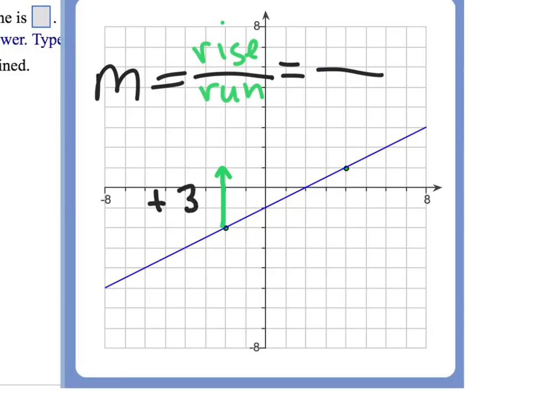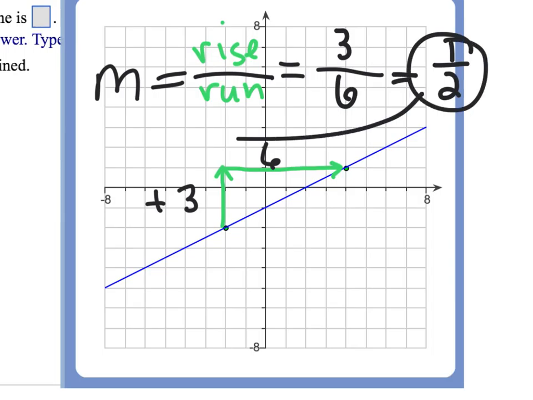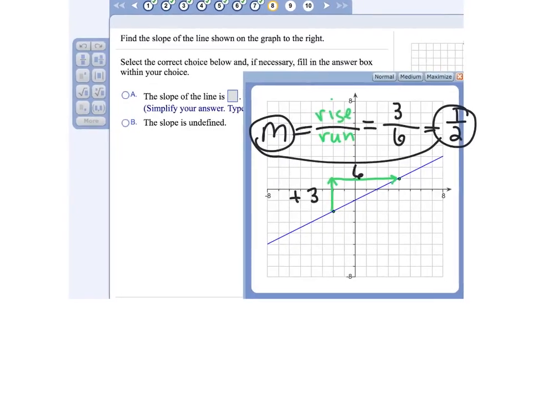So we say the rise is positive 3, and the run is always going from left to right, and it looks like it's going 1, 2, 3, 4, 5, 6. So our run is 6. So rise over run is 3 over 6, but that reduces to 1/2. So our slope is 1/2. So you're going to put that in your box right here. Now, if you were to put 3 over 6, yes, that would be right, but my math lab would mark it wrong because they want it to be simplified.